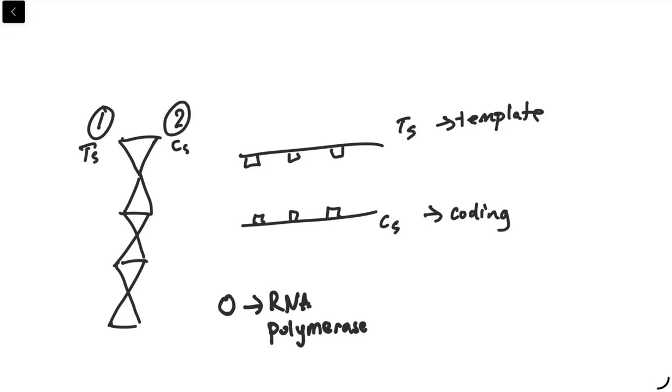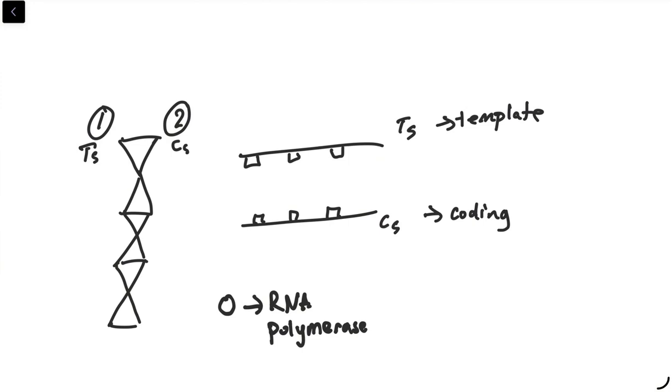Hi everyone, so today we're going to go over the process of transcription. First things first, we want to understand that DNA is a double-stranded molecule, and it's coiled up in this helix shape, as we can see right here.